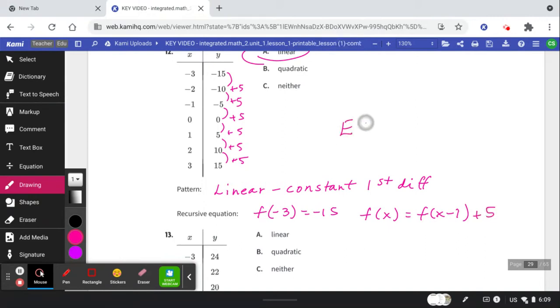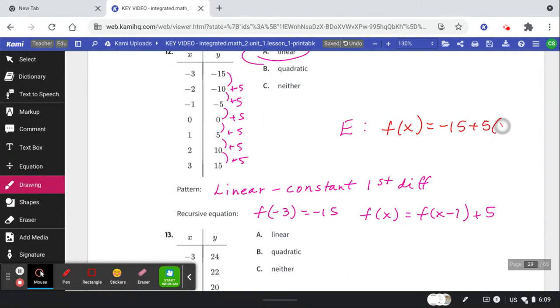I asked you to try the explicit as a bonus, not required. f of x begins with -15, adding 5 each time to the x minus a -3, turns into an x plus 3. Remember, you can use other terms here if you like.